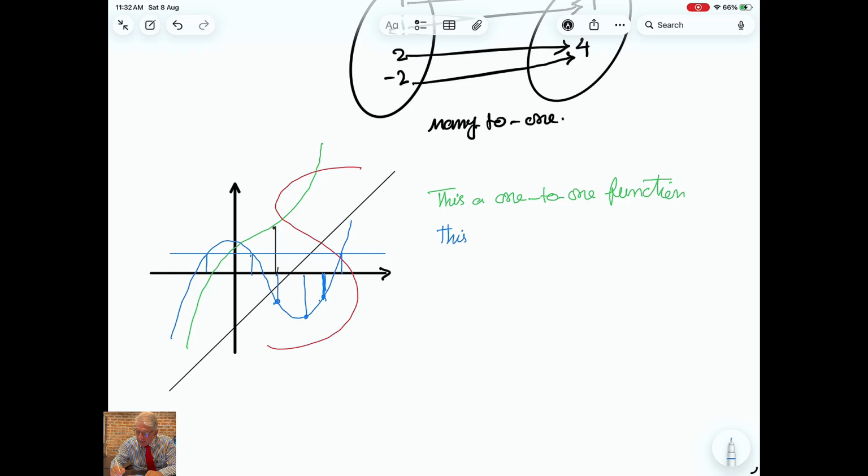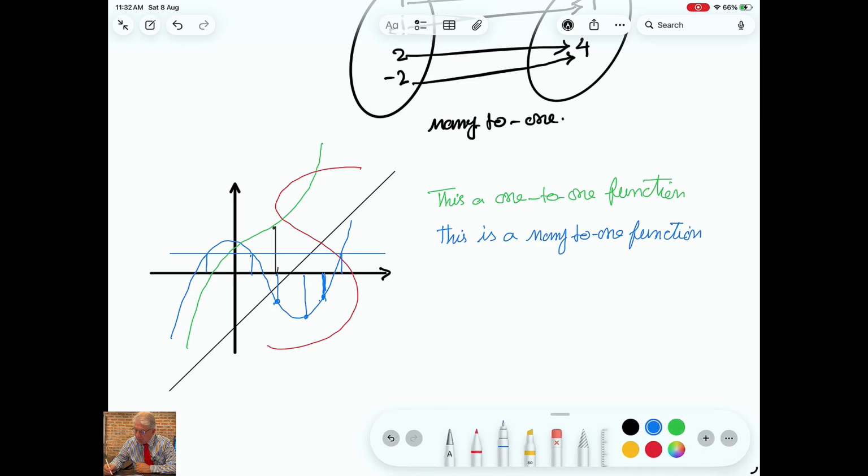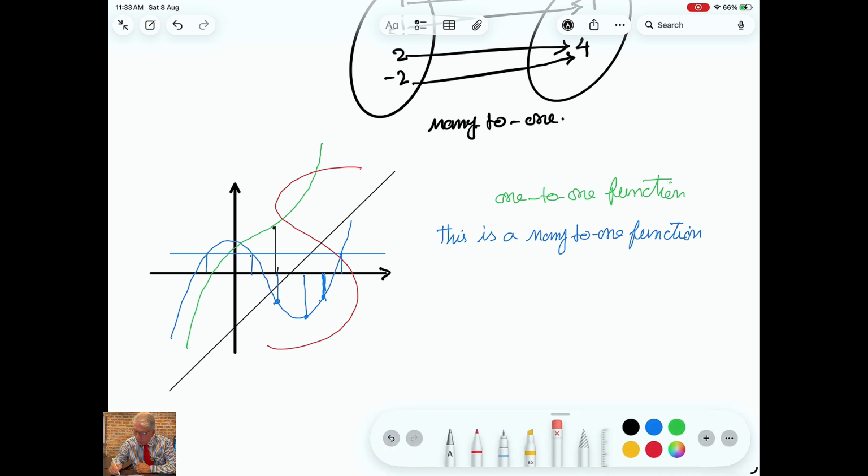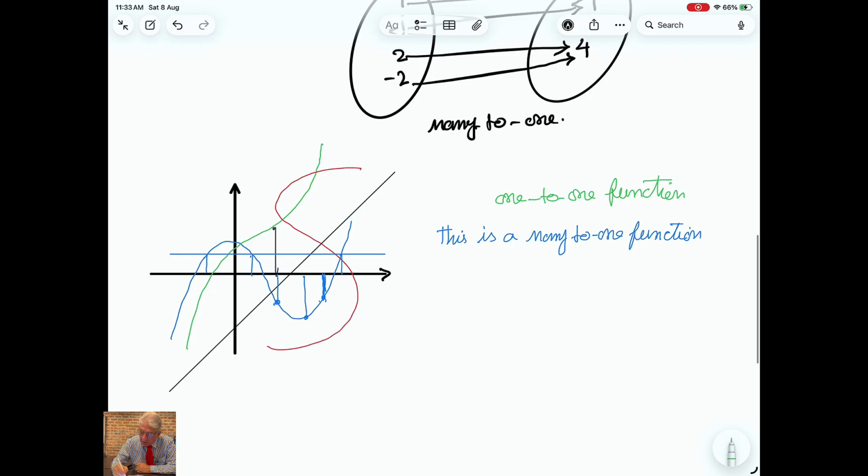This is, what kind of function is this? Many to one function. I didn't write the labels there. This is a one-to-one function. This is a many-to-one function.